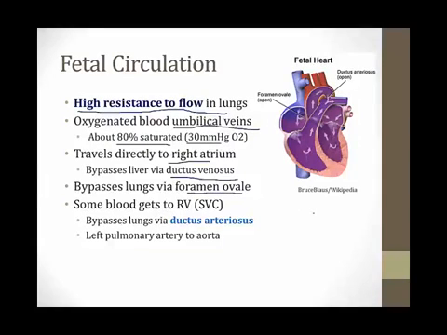This is shown in this slide at the top right of the screen. The foramen ovale is here, and it allows oxygenated blood to bypass the lungs. The blood doesn't want to go to the lungs because resistance to flow is high, so it will bypass the lungs, go through the foramen ovale, and travel to the left atrium.